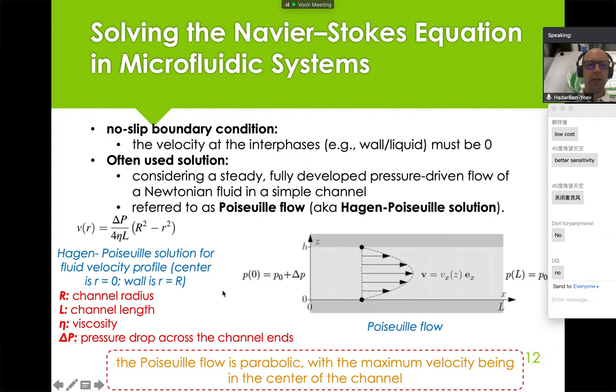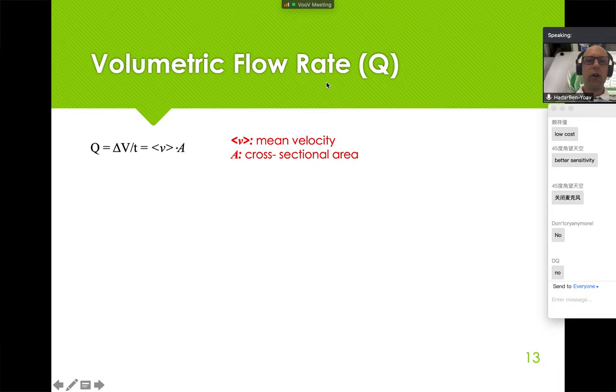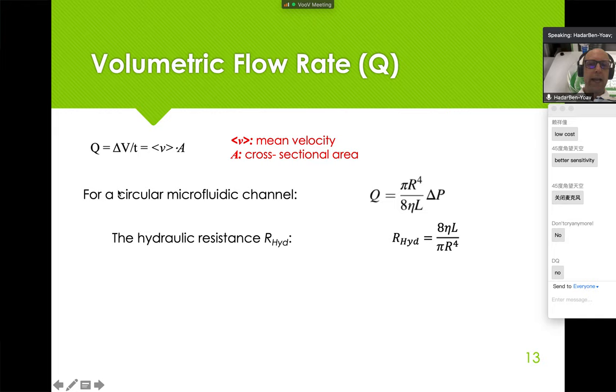So again, it's a way that you can take the Navier-Stokes equation and solve it here in a very simple example, with very simple constraints. And you, of course, can take the Navier-Stokes equation and solve it in different configurations and see what you get. So here are some examples. We're going to define another parameter, Q, the volumetric flow rate, which is the mean velocity times the cross-sectional area. So how fast the solution flows through a specific cross-sectional area. And for a circular microfluidic channel, the one that we solved in the earlier slide, Q equals this equation.